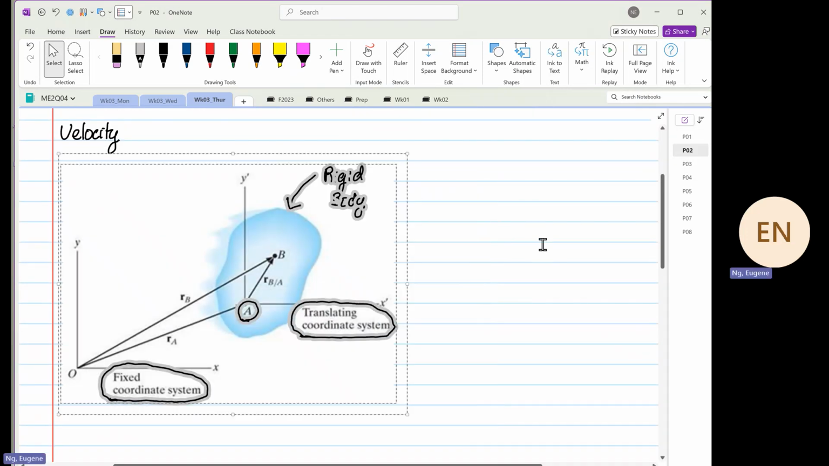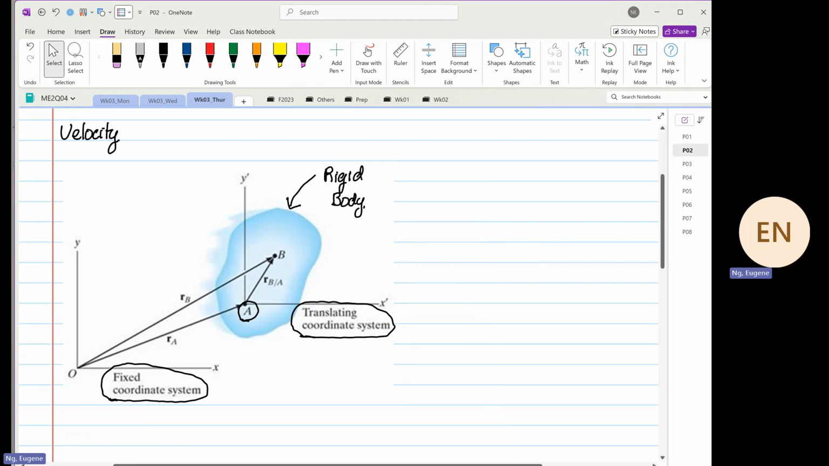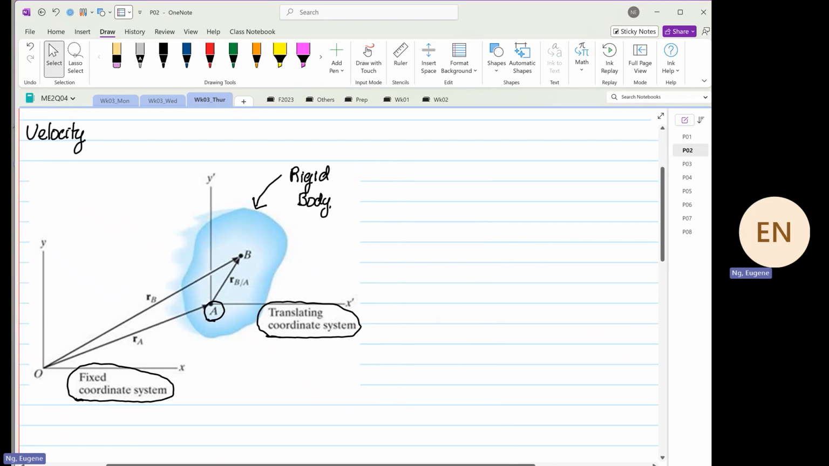Okay, same diagram. We're going to look at velocity. So the velocity is dRB over dt, and this is equal to dRA over dt, plus d of the position of point B relative to point A over dt, right? So over here, we know that this is VB, and this is equal to VA.